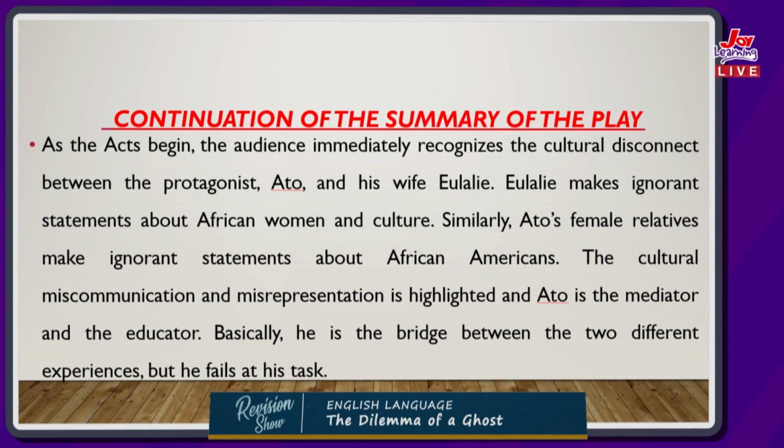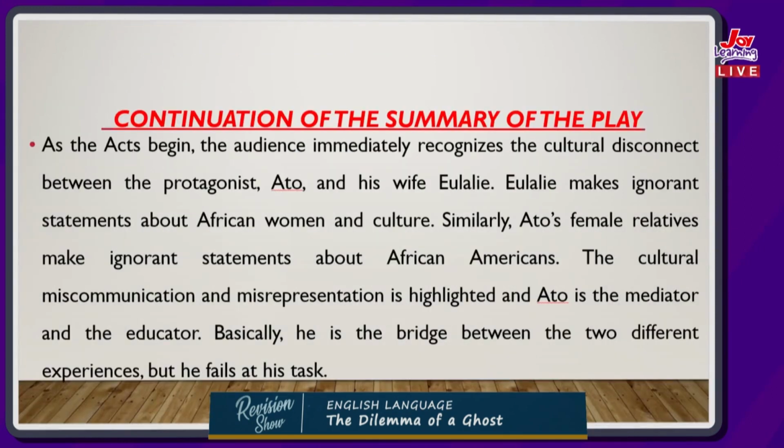Now, as the acts begin, the audience immediately recognizes the cultural disconnect between the protagonist, that is Atto, and his wife Eulalie. Eulalie makes ignorant statements about African women and culture. Similarly, Atto's female relatives make ignorant statements about African Americans. The cultural miscommunication and misrepresentation is highlighted, and Atto is the mediator and the educator. Basically, he is the bridge between the two different experiences, but he fails at his task.